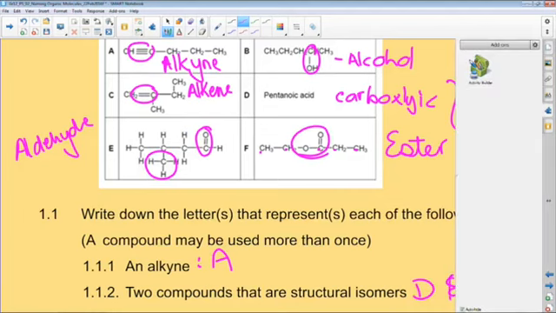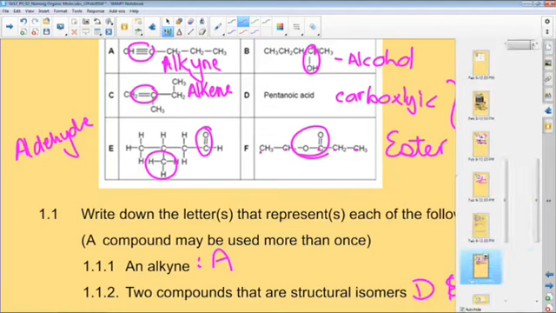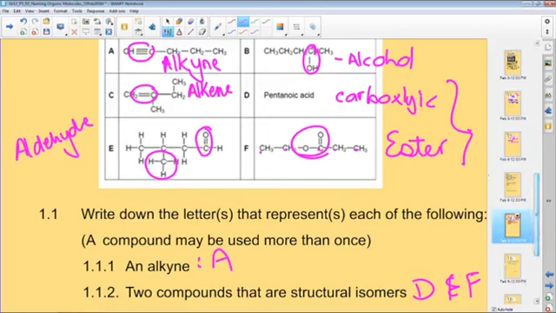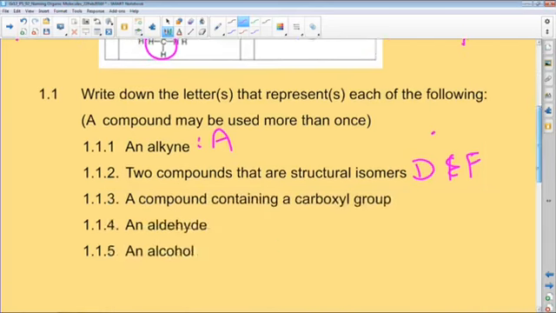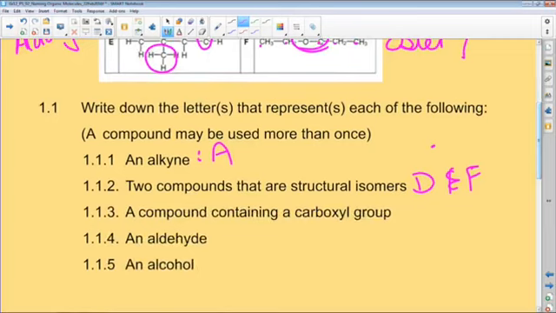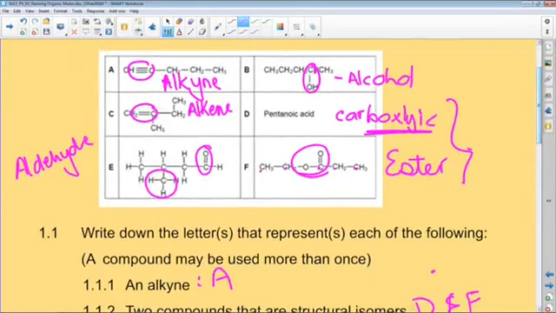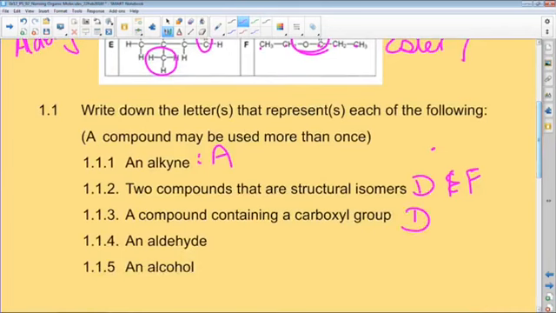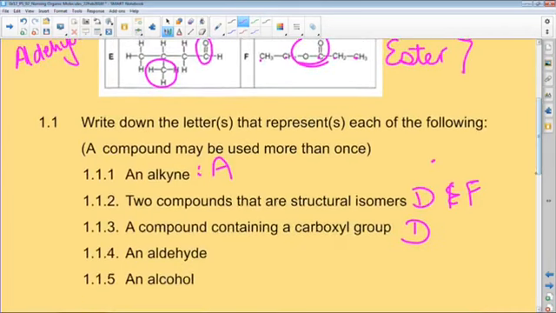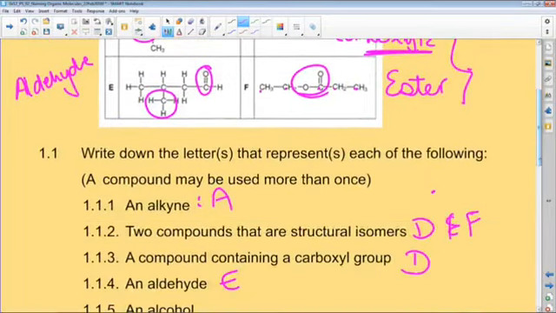Okay, look, I'm doing funny things now. Let's go back there. Okay, that's not what I wanted to do. There we go. A compound containing a carboxyl group. A carboxylic acid must have a carboxyl group. That's where it gets its name. So that's D. And then the aldehyde, oh, look at that, that's E. And the alcohol, oh, look at that, that's B.